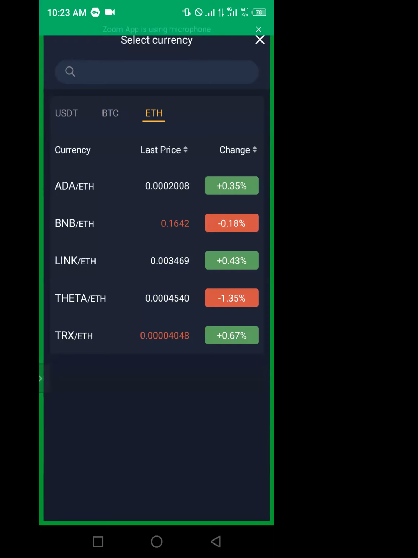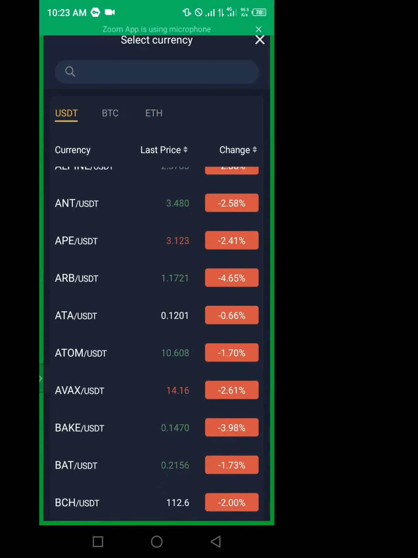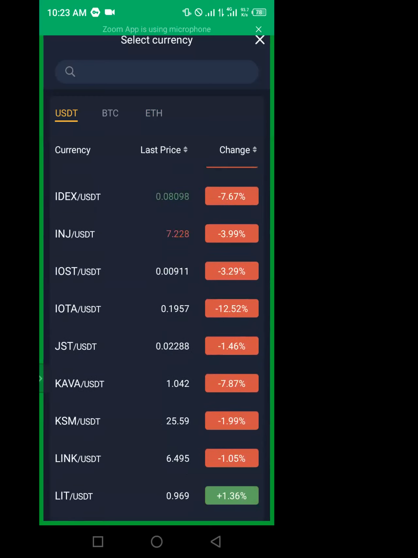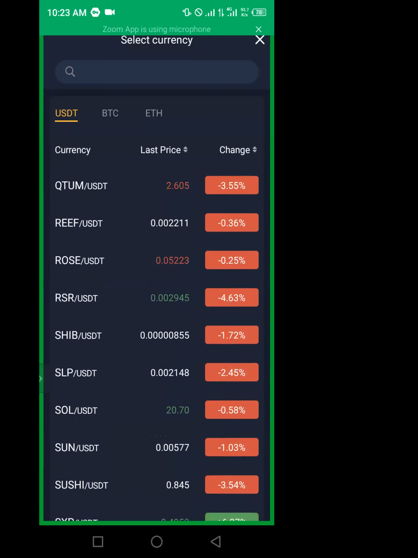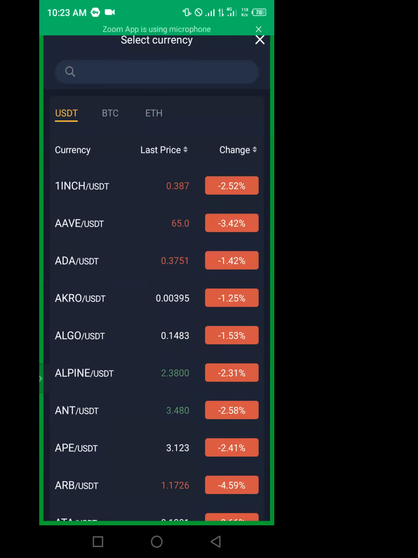But we are always here in the USDT. This is where our coins are, around 76, 79, around there. There are so many, they are always here. You can check on them depending on when you want to look at the prices.